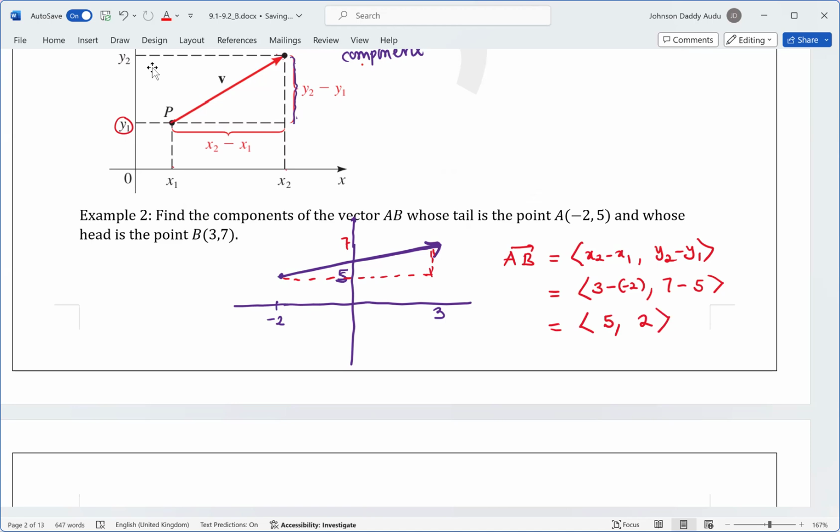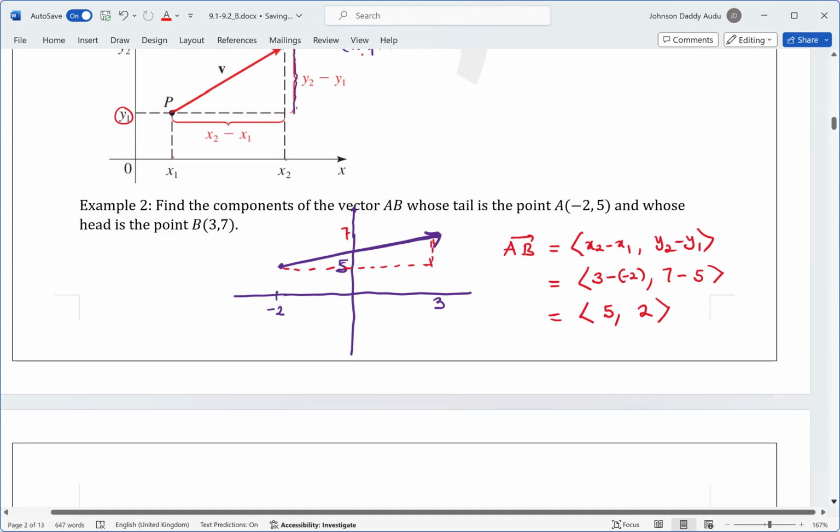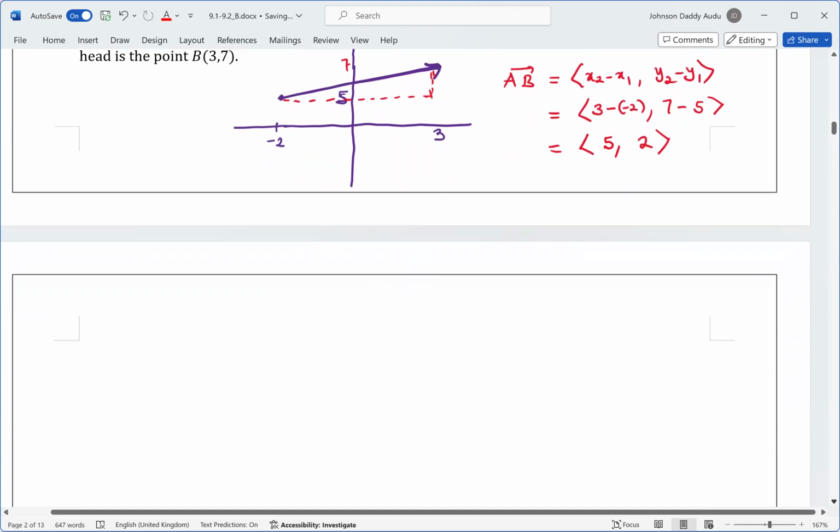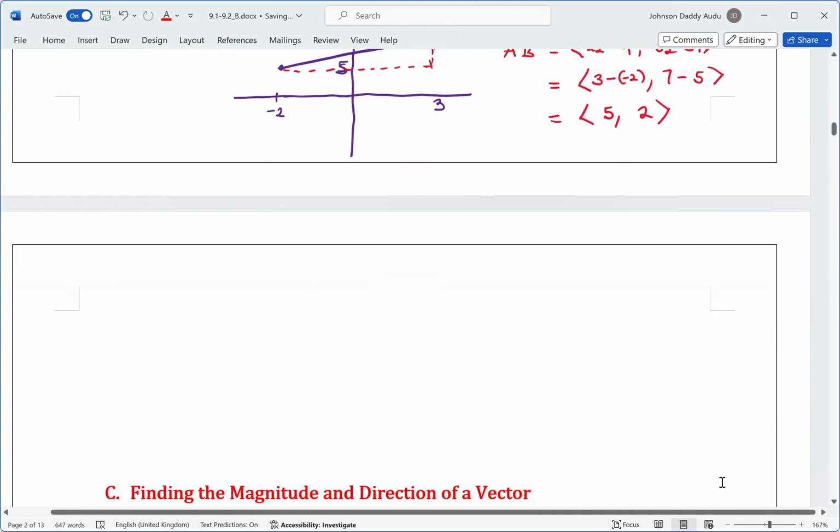All right, so we will stop here now. In the next video, we'll look at how to find the magnitude and the direction of vectors.